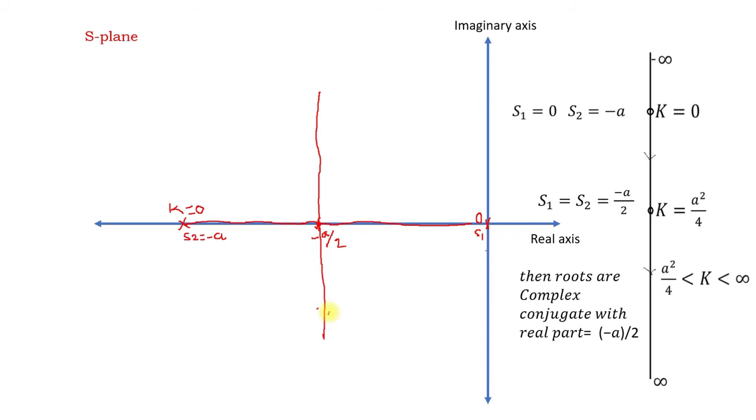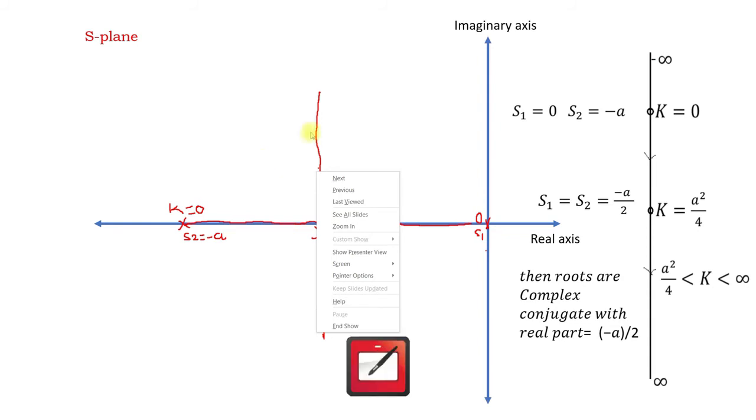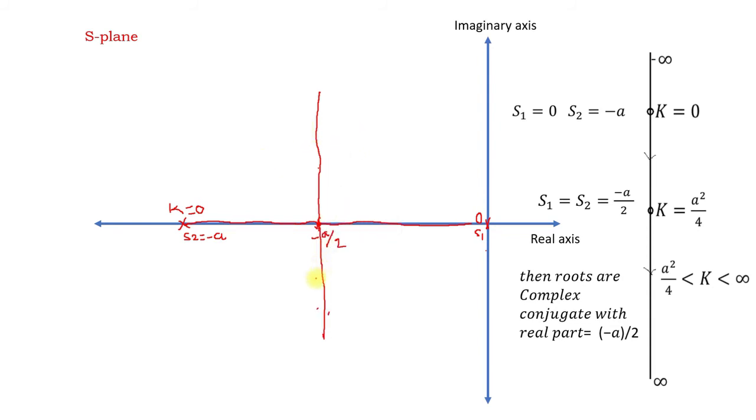But let us assume that out of these two, one is moving in the upward direction and another is moving in the downward direction. Okay, so now the pole is moving from 0 in the upward direction, and from minus a in the downward direction. This is happening due to the change of parameter k from 0 to infinity. This is what we can call the root locus of the given second order system.